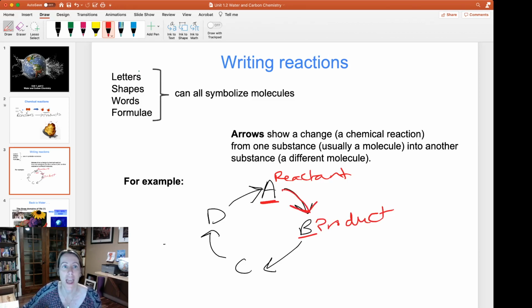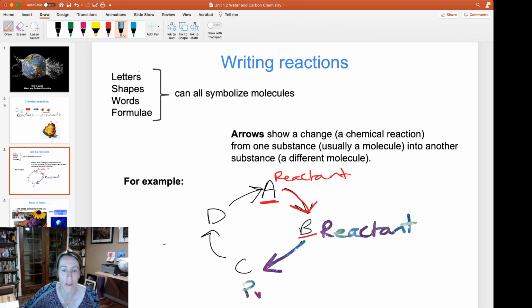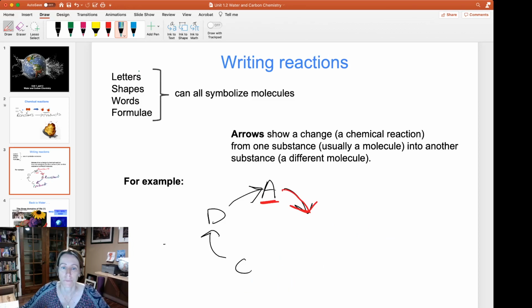But if we look at the next reaction, I'm going to change color. Here's B turning into C. In this example, B is now a reactant because it's what you're starting with, and you're turning it into C, which is now the product. So depending on what you're looking at, B can be a product if we're looking at the first reaction, or it could be a reactant if we're looking at the second reaction. And this is an example of a kind of cycle. We get these a lot in biology.